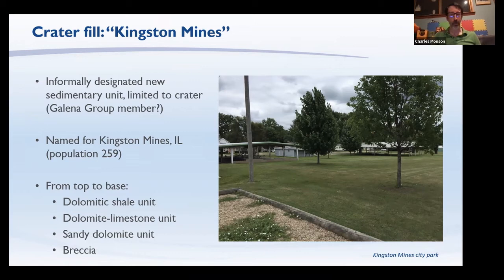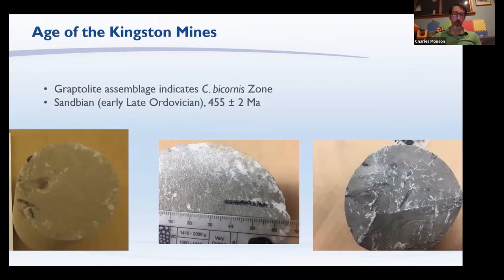Okay, so going back to those graptolites, because we have those graptolites, we have the potential to date the age of the Kingston Mines member, formation, whatever you want to call it. And because it's a marine impact, because a lot of this stuff happened very quickly after impact, a lot of this was slumps and gravity flows that filled it in quite fast, it seems fair to say that the age of these crater fill deposits are a pretty good proxy for the age of the impact, not exact, but close enough on a geologic timescale.